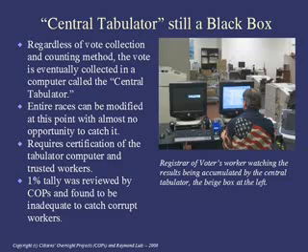Now, I keep talking about the central tabulator, and it turns out that regardless of the vote collection and counting method, the vote is eventually collected in something called the central tabulator, which in this picture is, I've been told, the beige box behind the worker, or I guess basically where he's looking at it almost through a screen. Entire races can be modified at this point with almost no opportunity to catch it. These central tabulators are basically just computers. They require certification, and you need trusted workers to operate the tabulators.